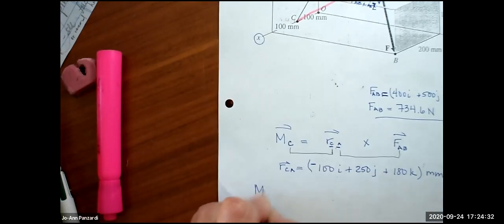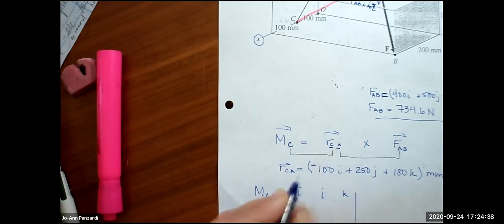So according to what David said, I don't even have to draw the matrix, but I'm going to draw it anyway. MC is equal to the IJK row. The R goes in the second row, so R is negative 100, 250, 180. And F is in the last row. But if you're just going to do it by the calculator, you just write calculator R cross F and tell me what the moment turns out to be. David, you know how to use that on the calculator?